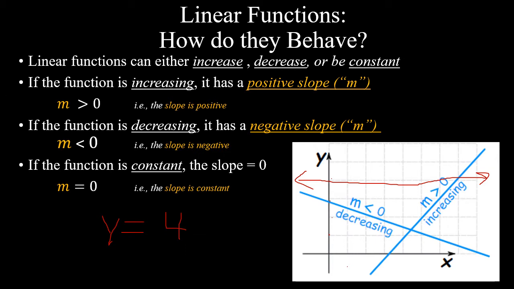So linear functions can increase, decrease, or be constant. And how do we know how they're behaving? We look at the slope, okay? If the slope is positive, they're increasing. If the slope is negative, they're decreasing. If the slope is 0, it's a constant, okay?